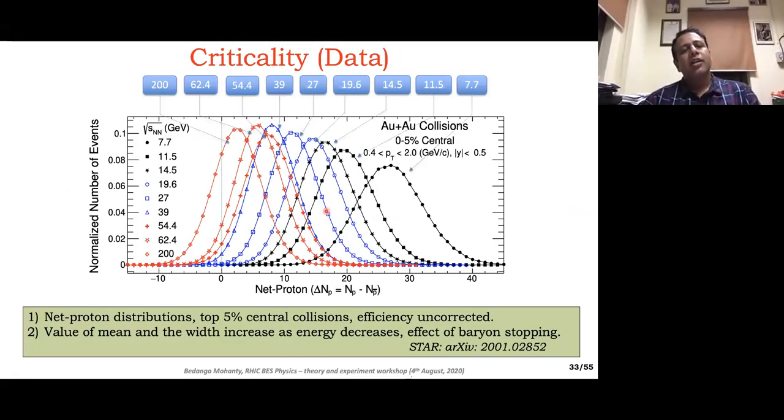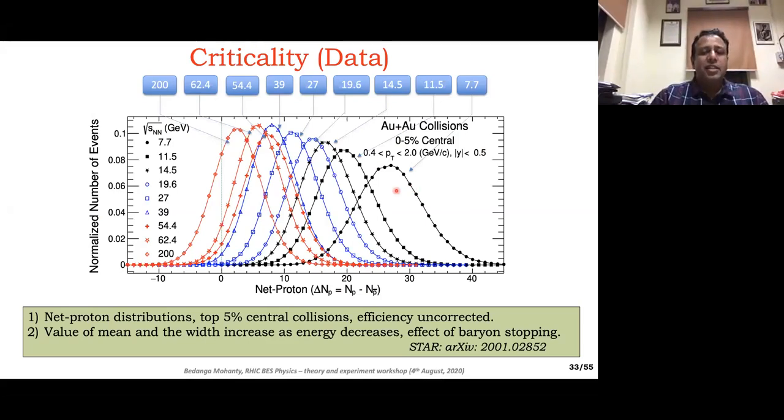So these are the event by event net proton distributions for 9 different collision energies. The y-axis is normalized to number of events. These are for gold-gold collisions, 0 to 5% central, transverse momentum range 400 MeV to 2 GeV, mid-rapidity, 1 unit. What you see is that the mean of this distribution as well as the width seems to increase as one goes from higher energy to lower energy. These could be related to the effect of baryon stopping.